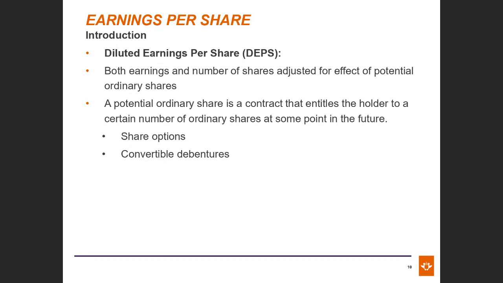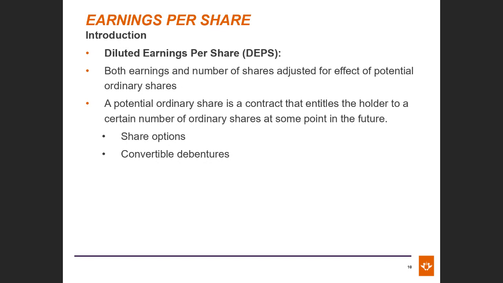So there are two examples. I'm not sure if you have heard of these, but there can be a situation where there are share options that are available. When we have a share option, this gives the right to the holder of the option to buy a certain number of shares at a fixed price in the future. Okay, have you heard of a share option?